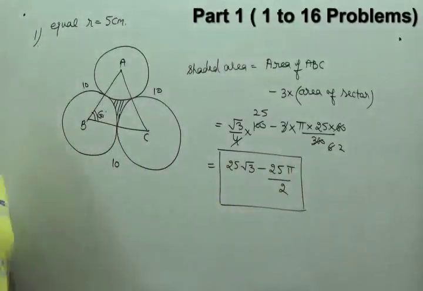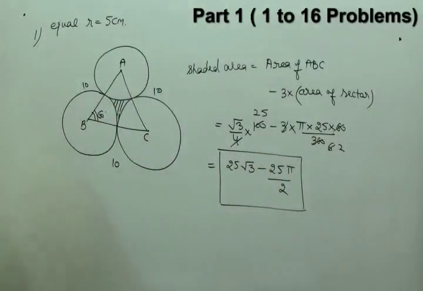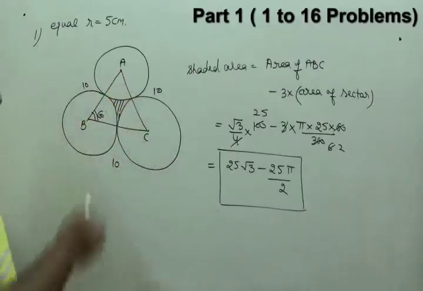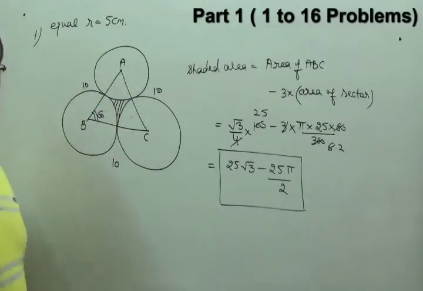The first question simply states that we have to find this shaded area. For that, we just join the centers of the circles. It becomes an equilateral triangle, and we have to just subtract the area of the three sectors from the area of the equilateral triangle, and finally this becomes my answer, that is the shaded area, right? Then I am going to take the second problem.